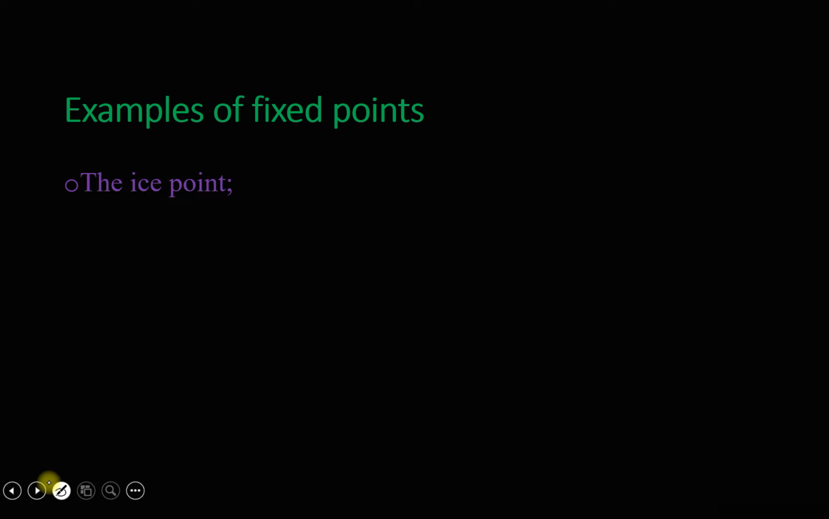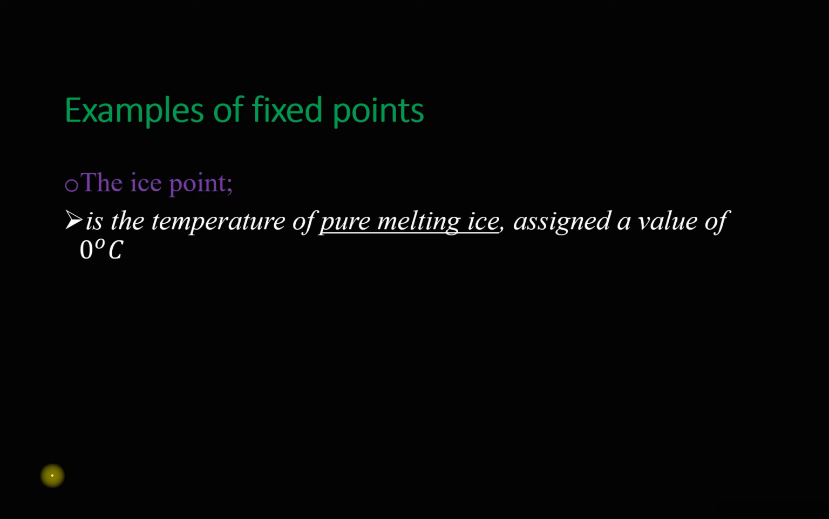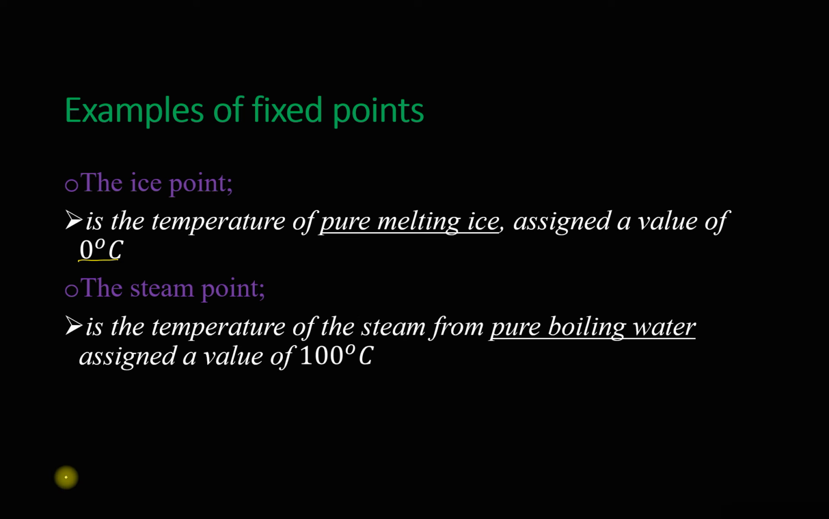In IGCSE, you mentioned the ice point, and this is the temperature of pure melting ice. And in IGCSE, you assigned this a value of 0 degrees Celsius. So 0 degrees Celsius is what we call the ice point. You also mentioned the steam point, which is actually the temperature of the steam from pure boiling water. The water should not have impurities. And the steam point is considered to be 100 degrees Celsius.